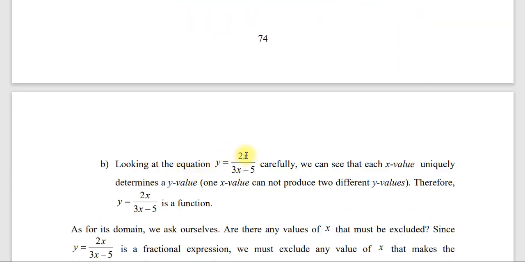b looking at the equation y which is equal to 2x over 3x minus 5 careful we can see that each x value uniquely determine a y value. One x value cannot produce two different y value. አሁን እዚህ ላይ ዲተርማይን ያደርጋል የሚለውን ነገር ምን እያልን ነው? ዲተርማይን አድርጎ አላደረገም እያልን ከላይ ጀምረን ስናወራ የነበረው ምን ለማለት ነው? one x value cannot produce two different y value.